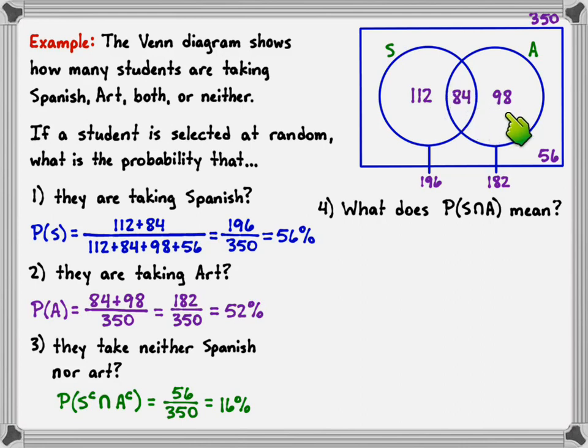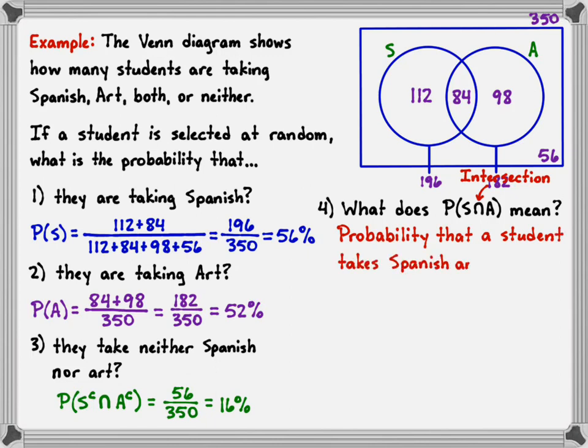This is just art and this is neither. So we would be saying this piece, the 84, and notice it's one piece out of the 4 pieces that make this up. So the probability that the student is taking Spanish and taking art. And again, remember the symbol and, another word for that is intersection. All right, so that piece there.